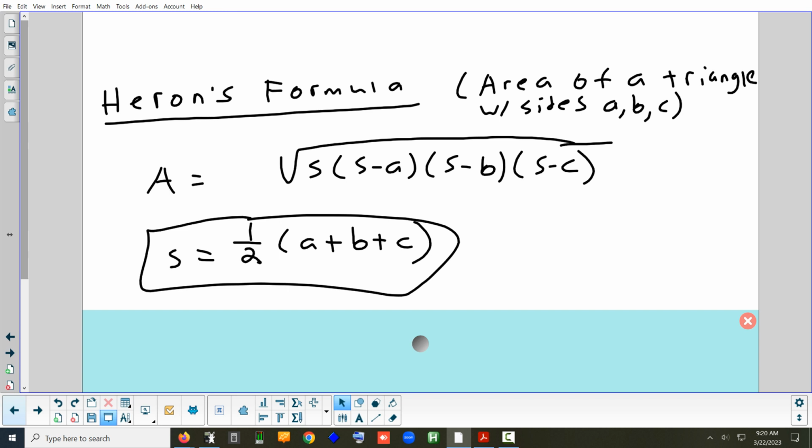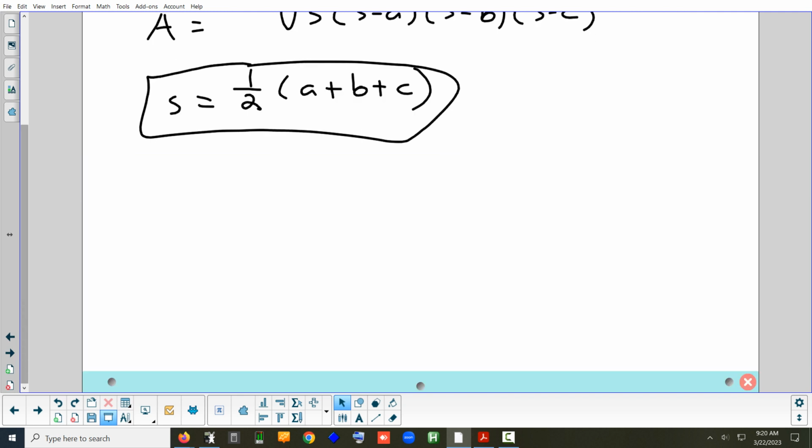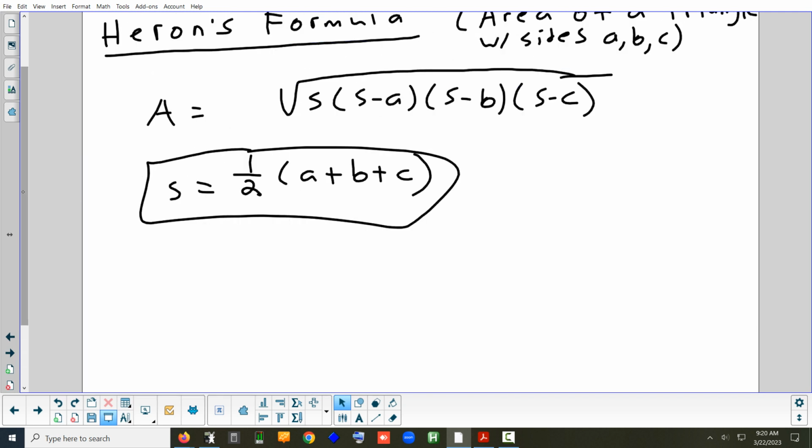So this is a shortcut to using the law of cosines, which you could do. This problem I'm about to give you, you could all figure it out without this formula, but this is going to make it a lot faster.